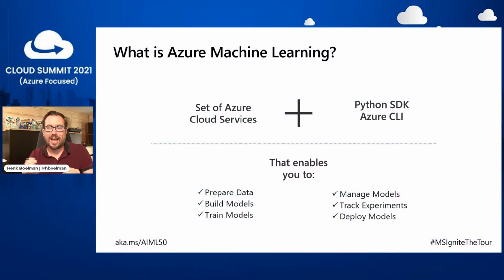So what is it exactly? It is a set of cloud services combined. It is not just one thing. It is Azure Machine Learning, it is storage, it is a key vault, it is a container registry, it's containers. So it is a bunch of cloud services together that you can control with a Python SDK and through the Azure CLI. And today we're going to talk about how we can do that using the Azure CLI. That set of cloud services with that tooling enables us to prepare data, train our models, track our experiments, and finally deploy our models.